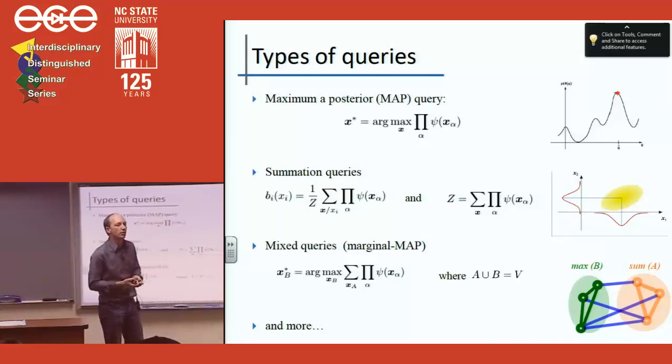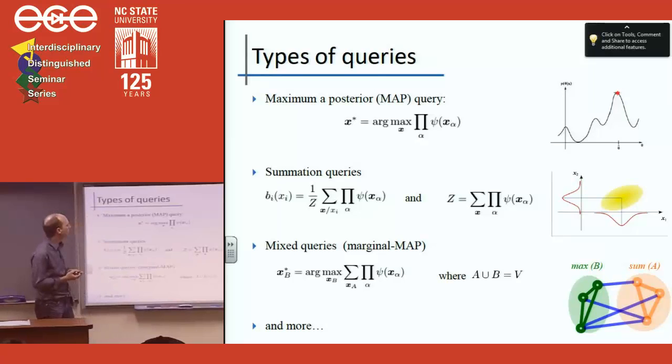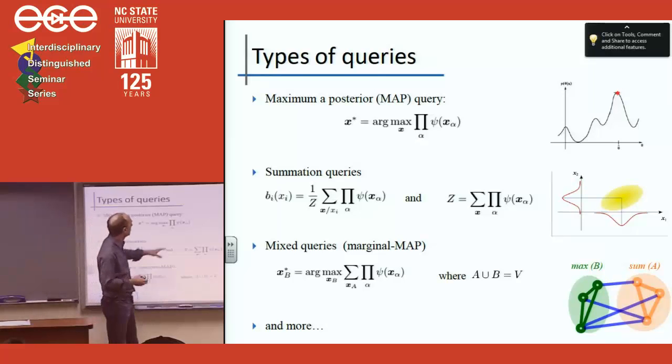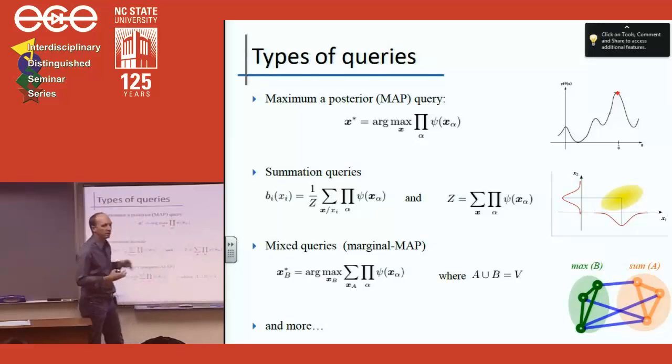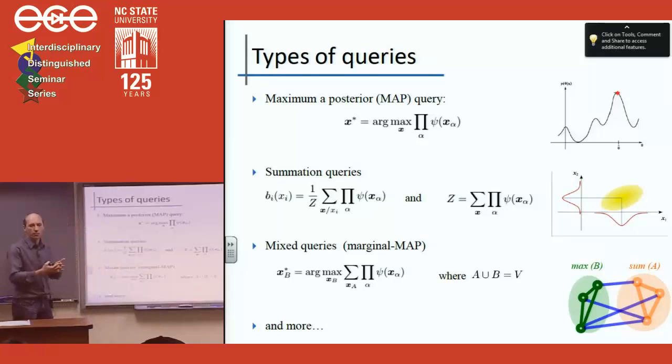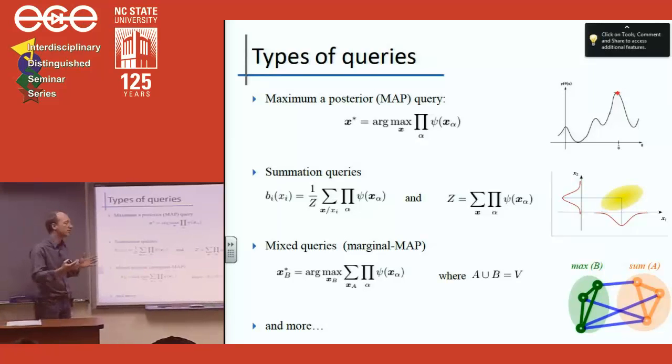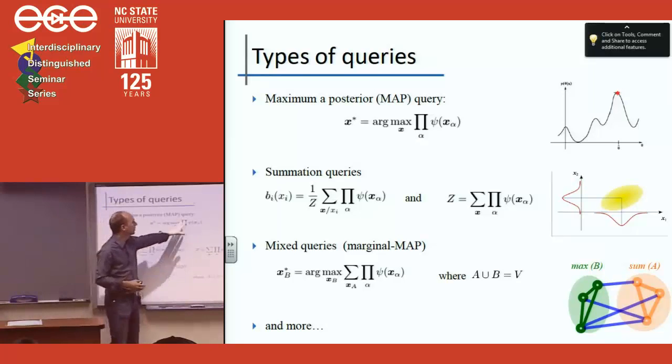The most common two inference problems are probably either MAP estimates, computing the optimal configuration of some problem. So we have a graphical model, and we'd like to compute the optimum, the most likely configuration of the whole system. So this is a combinatorial optimization problem.